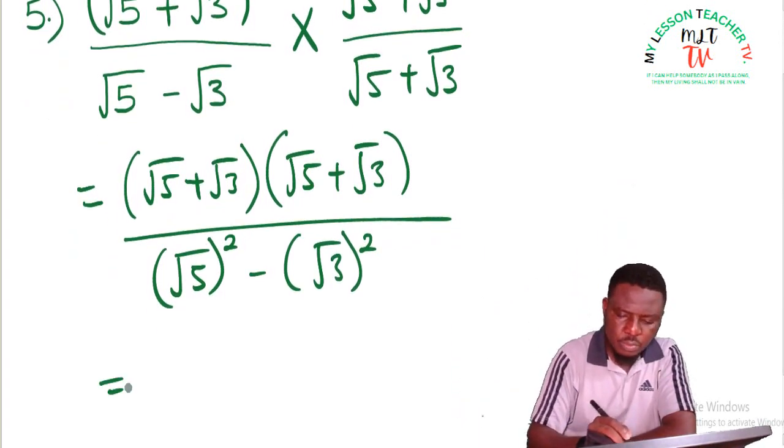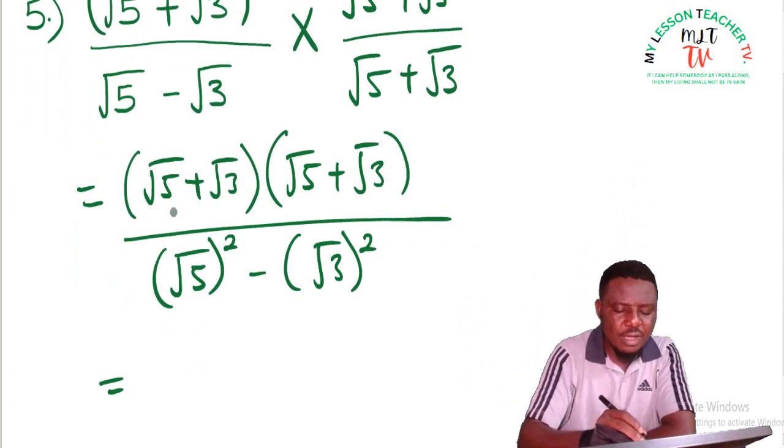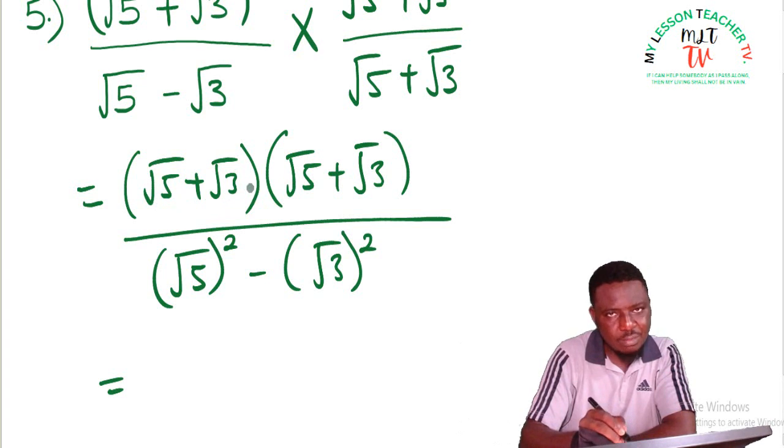So this is equal to, I'm going to simplify the numerator. Now when you have a two-term expression that is squared, for you to simplify it, this can be said to be the square of the first term plus the square of the second term plus 2 times the product of the first and second term.